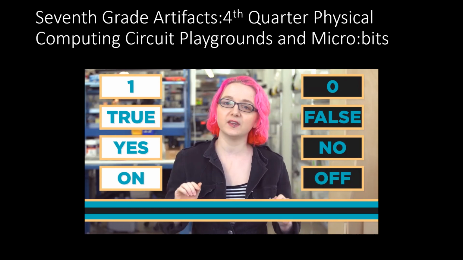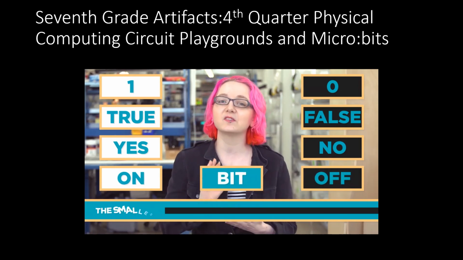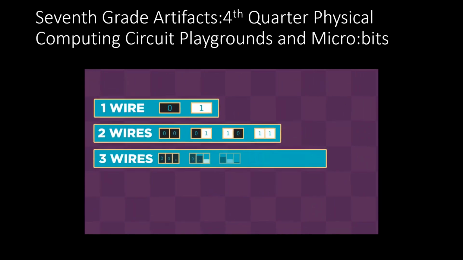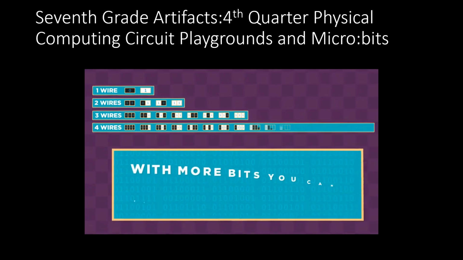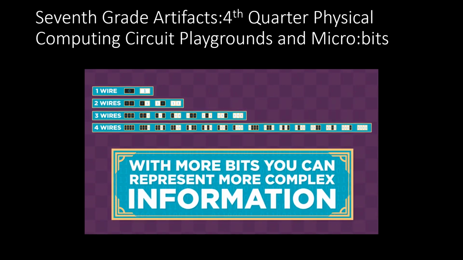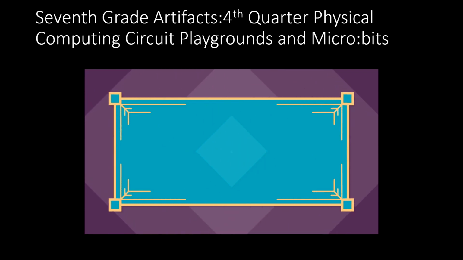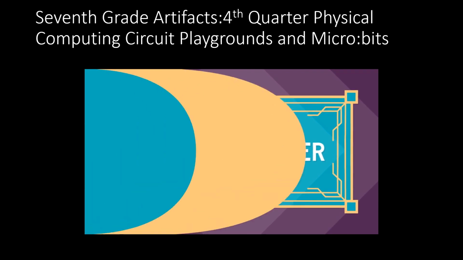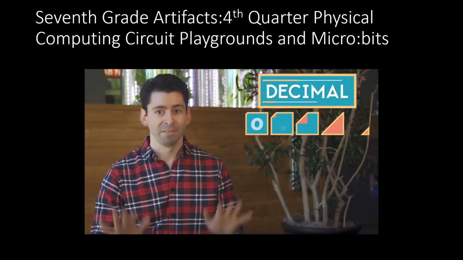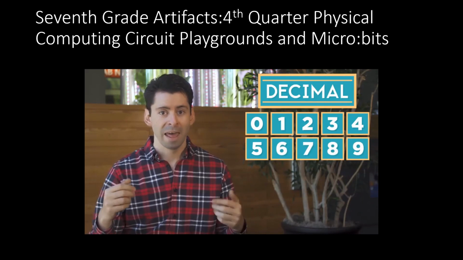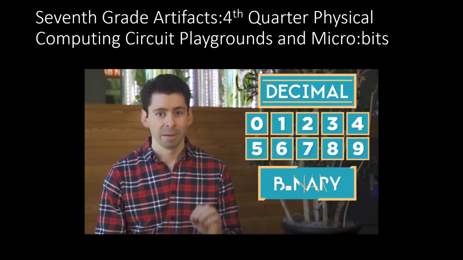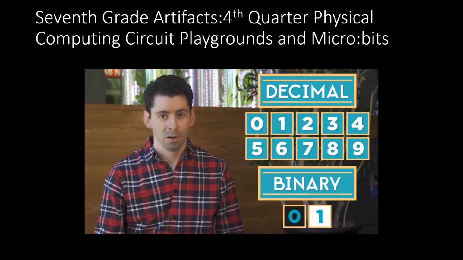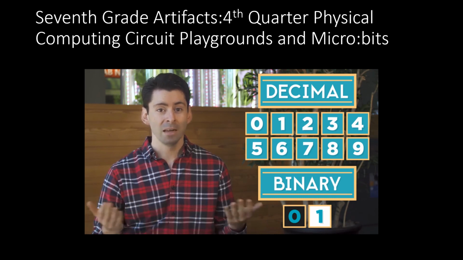This on-off state of a single wire is called a bit, and it's the smallest piece of information a computer can store. If you use more wires, you get more bits. More ones and zeros, with more bits, you can represent more complex information. But to understand that, we need to learn about something called the binary number system. In the decimal number system, we have 10 digits from 0 to 9, and that's how we've all learned to count. In the binary number system, we only have 2 digits, 0 and 1. With these 2 digits, we can count up to any number.